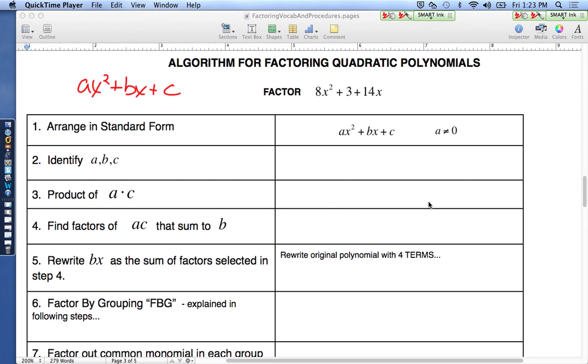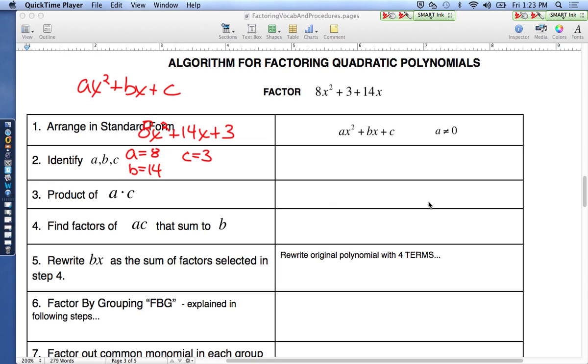And the quadratic polynomial is the degree 2. So put it in decreasing order, meaning highest power first, and then on down the line. So I've given you a problem in your notes. And let's take this problem and arrange it in the correct order. So it would be lined up as 8x squared plus 14x plus 3. So put it in order. And then the next thing you need to do is identify A, B, and C. So A is 8, B is 14, and C is 3.